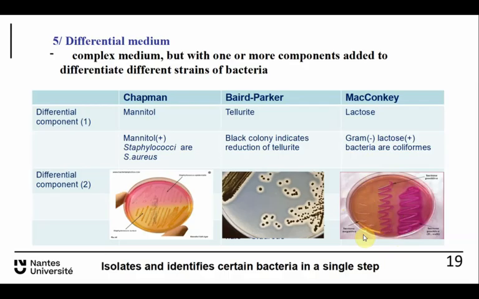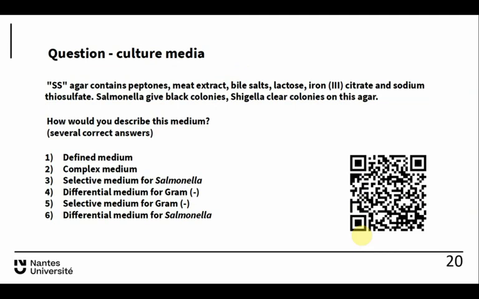Okay, so the useful thing about these selective and differential media is that they allow you to isolate and identify bacteria in a single step. You get the sample, spread it on some differential media, and you say, yeah, okay, I've got Staphylococcus aureus in my sample. I know it, it's there. You get the result as soon as they grow.